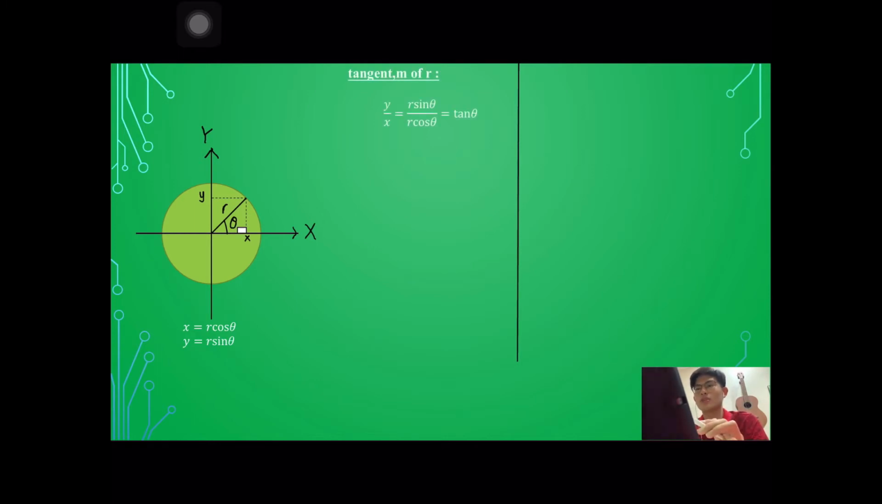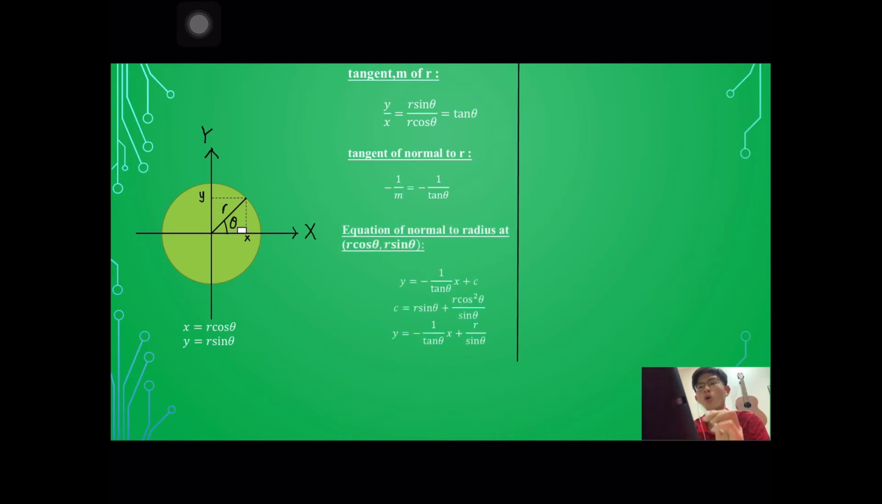With this tangent found, we can also find the tangent of the normal to this radius, which is negative 1 over tan theta. And lastly, we are going to use this tangent of normal to radius to form the equation of normal to radius, which is y equals negative 1 over tan theta x plus r over sin theta.